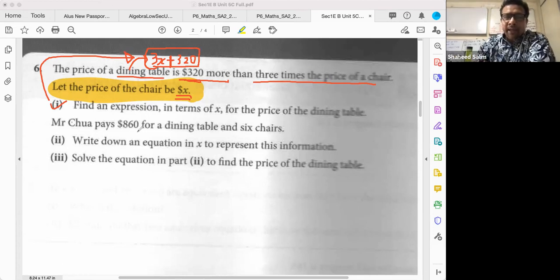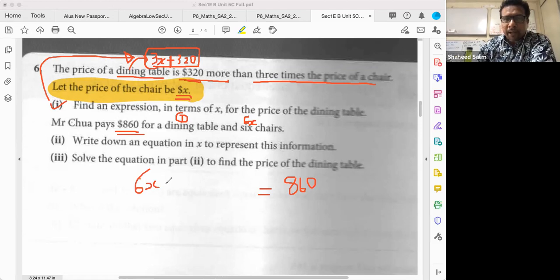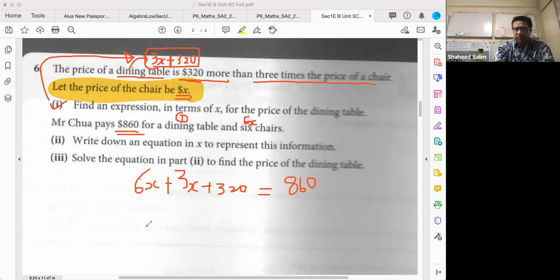Then they tell you now, he pays 860 for one dining table and 6 chairs. One chair is X, 6 chairs is 6 times X, which is 6X. So 860 is down here. 6 chairs, 6X. One dining table is 3X plus 320. Okay? You try to solve this and find out what's X. You try to solve this, yeah? Can you do it?